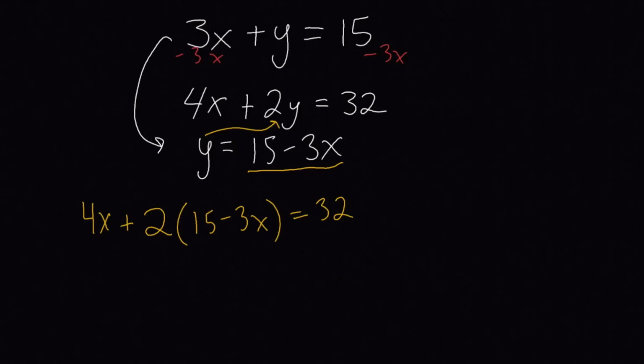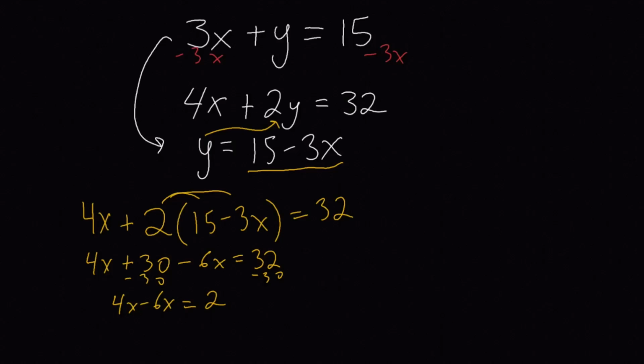And from here, I need to solve for x. So I'm going to go ahead and distribute first. That gives me 4x plus 30 minus 6x is equal to 32. I'm going to go ahead and subtract 30 to the right hand side, which will give me 4x minus 6x is equal to 2.